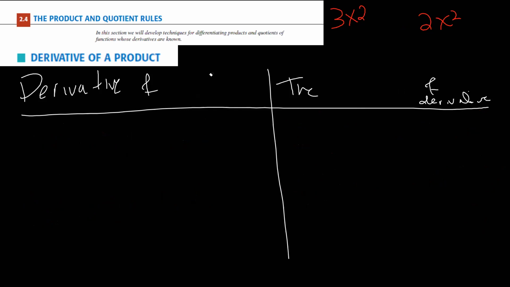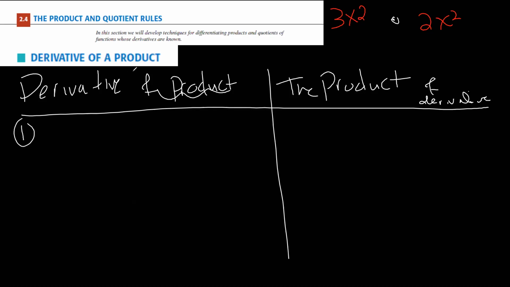Let's see if the derivative of a product is equal to the product of the derivatives. Here we have two functions. These two functions are multiplied: 3x squared and 2x squared. The first girl told me, teacher, I want to multiply them first, and second, find the derivative. So she wants to multiply, then find the derivative.